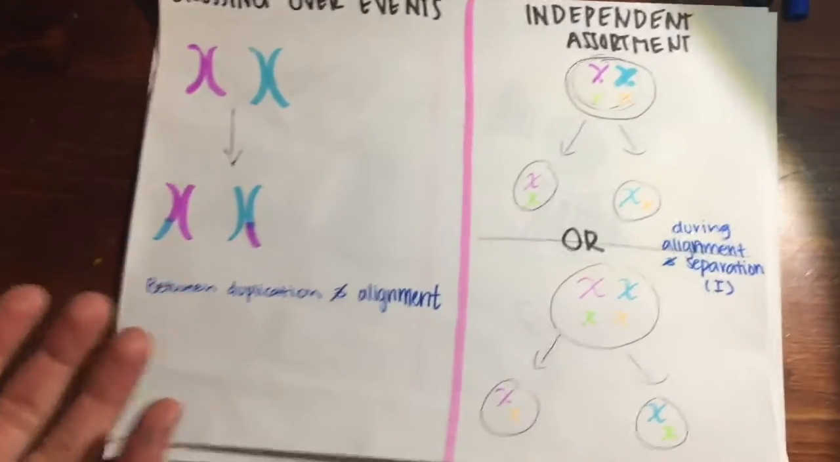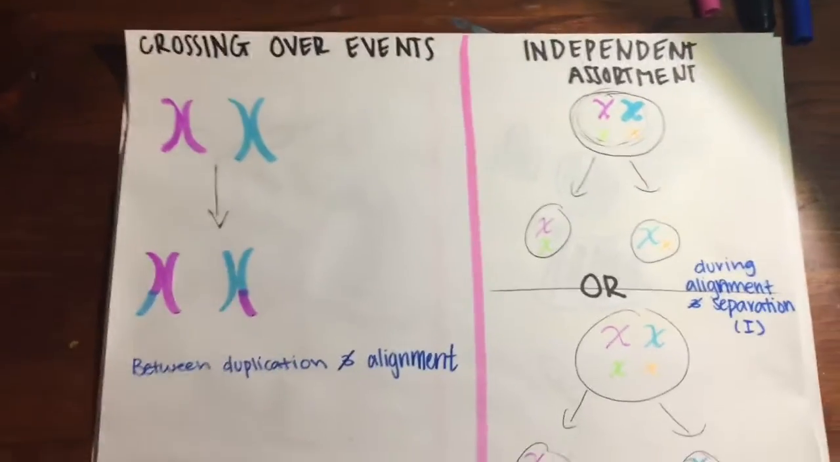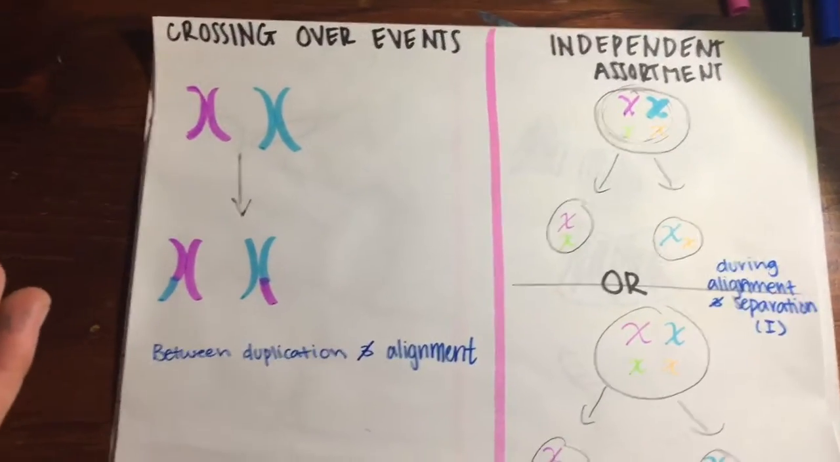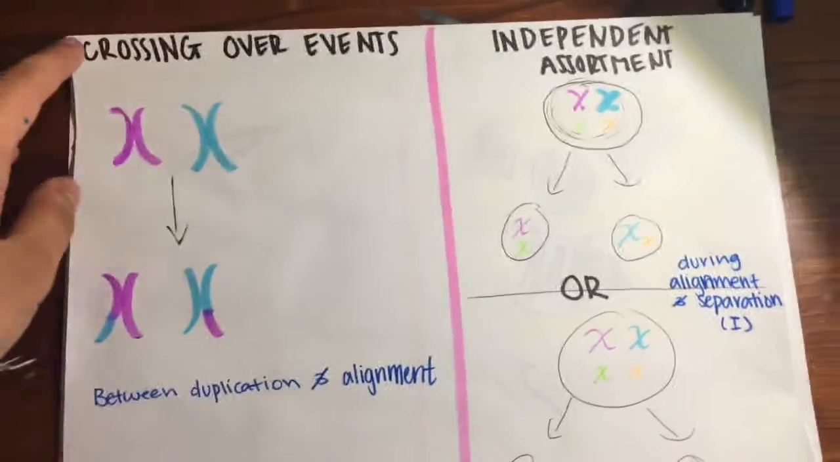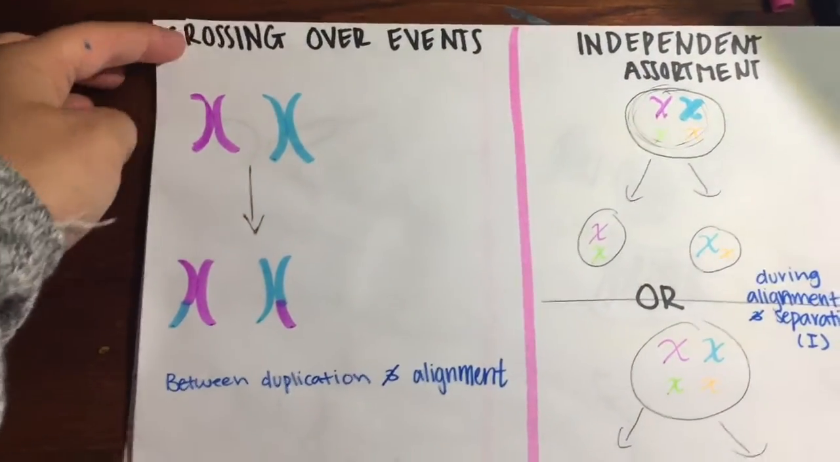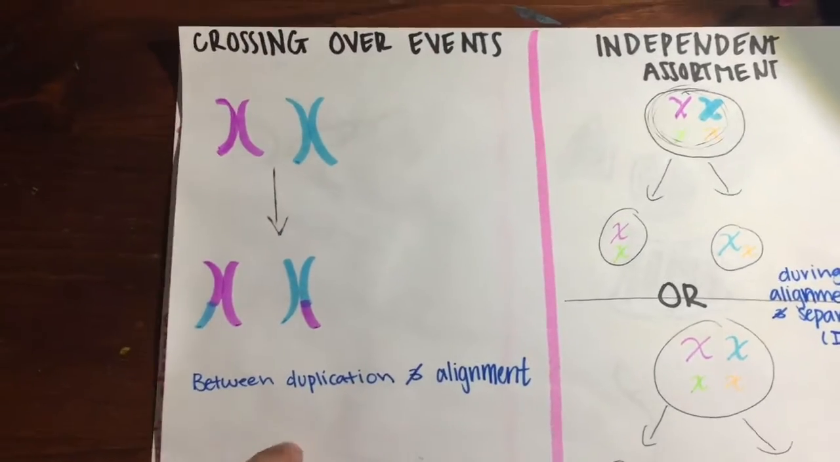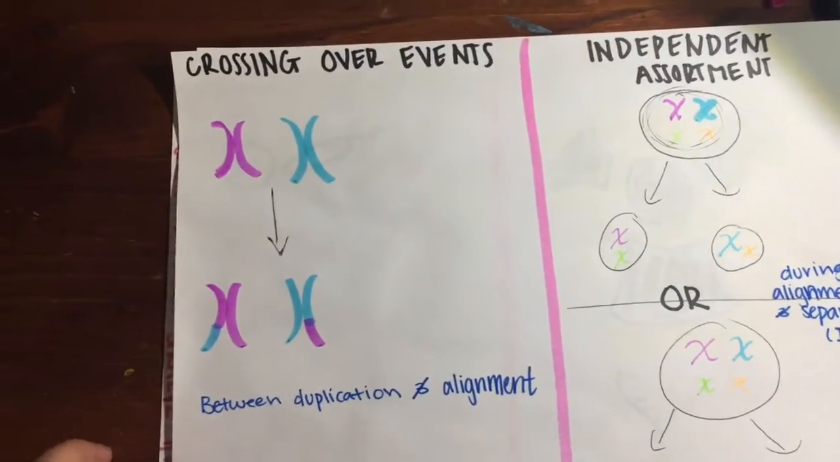Now, you may be wondering, why is there even variation within a species? Why do we have snakes of different colors? Variation comes through in 4 different ways, one of which is crossing over events. Crossing over events happen between duplication and alignment in meiosis.